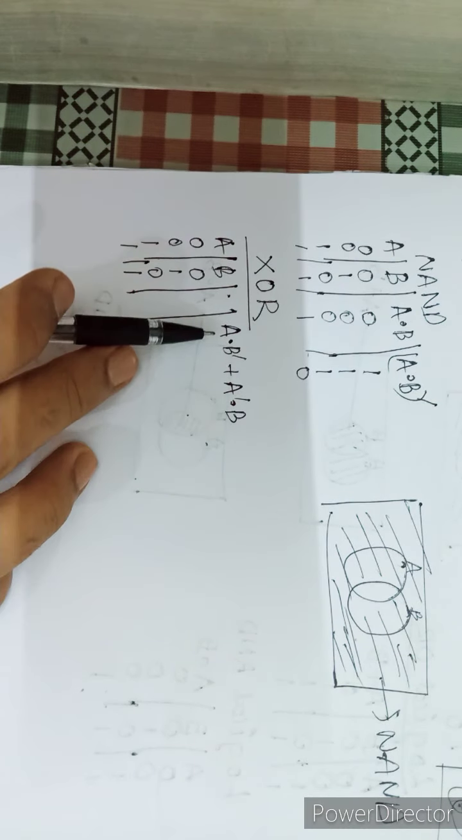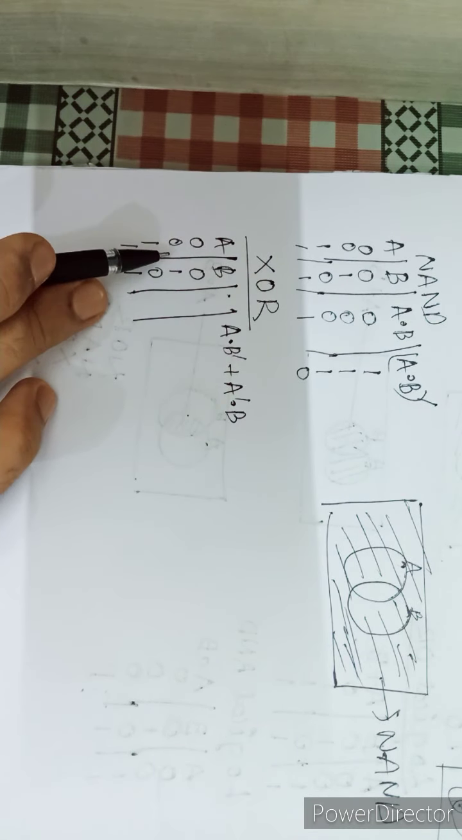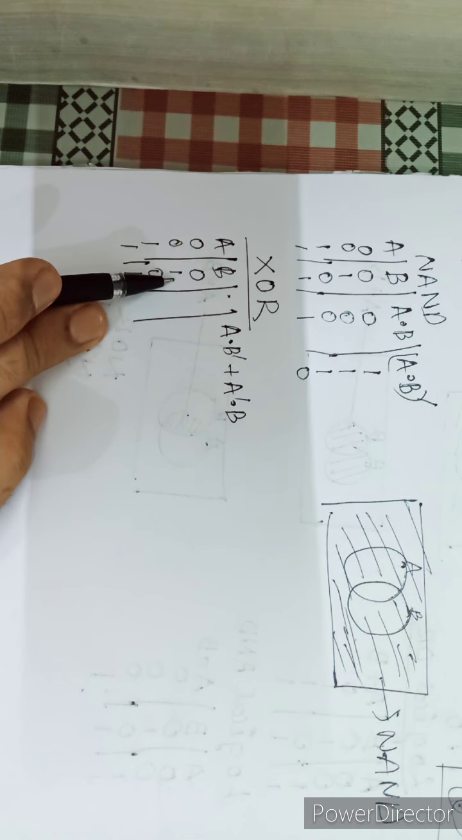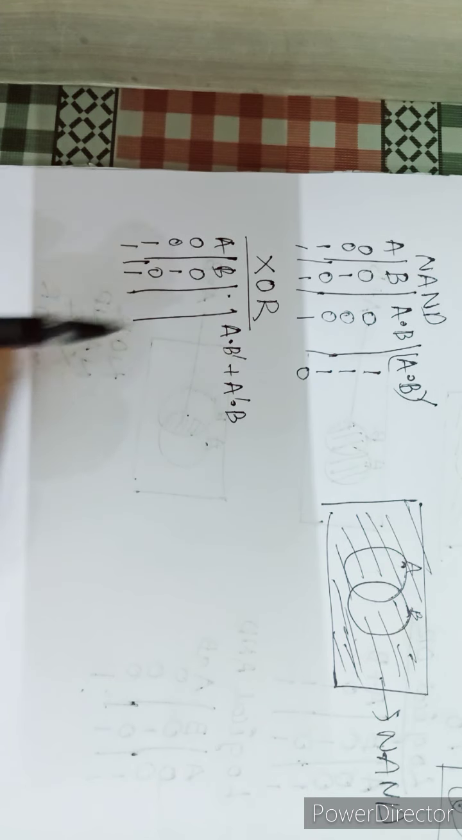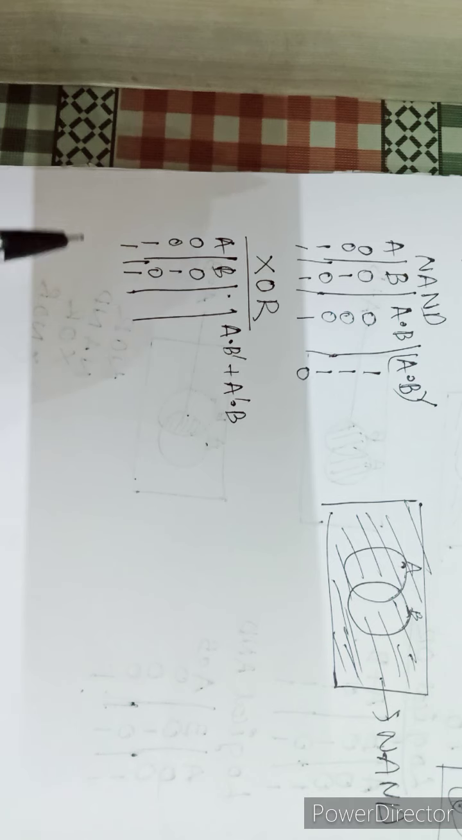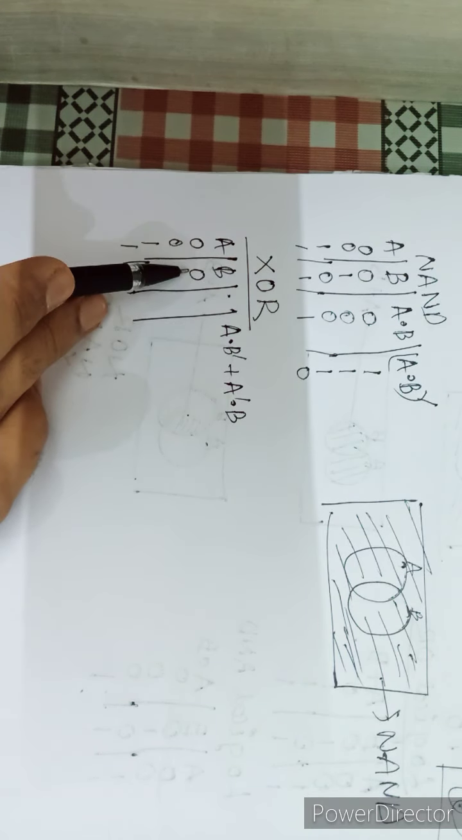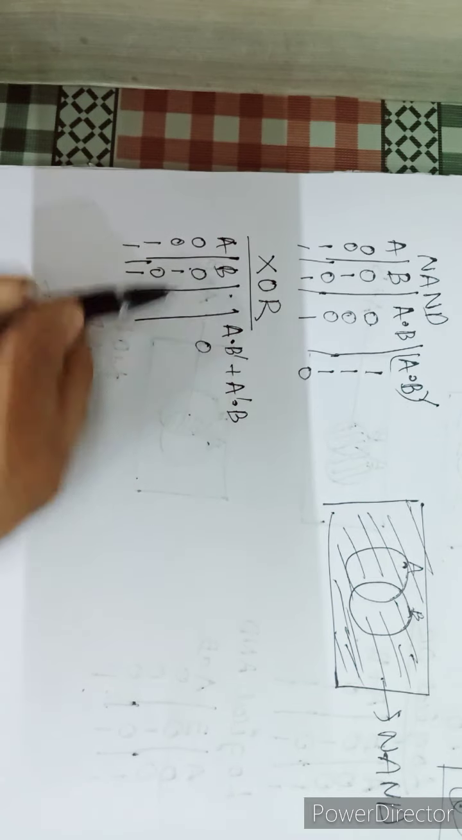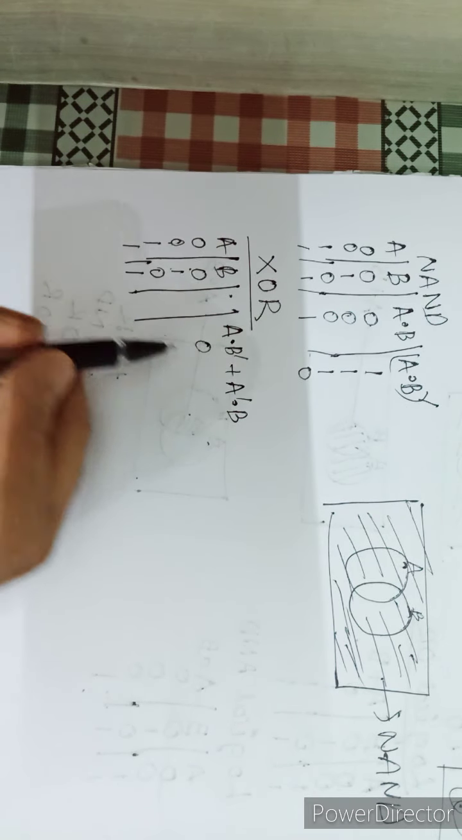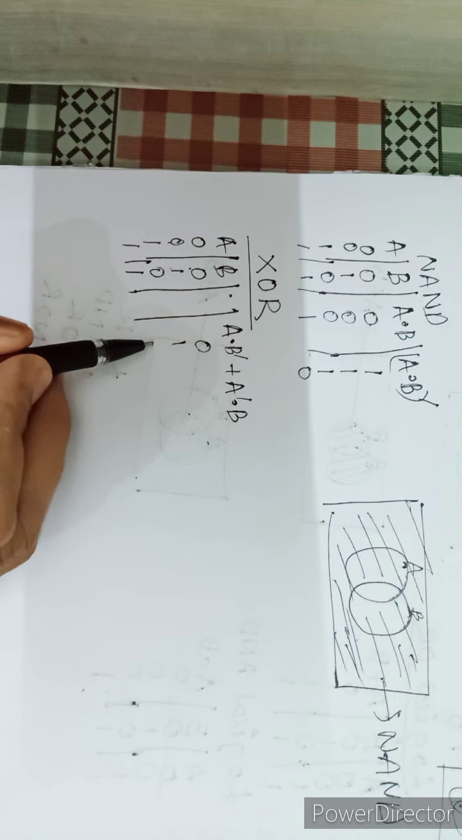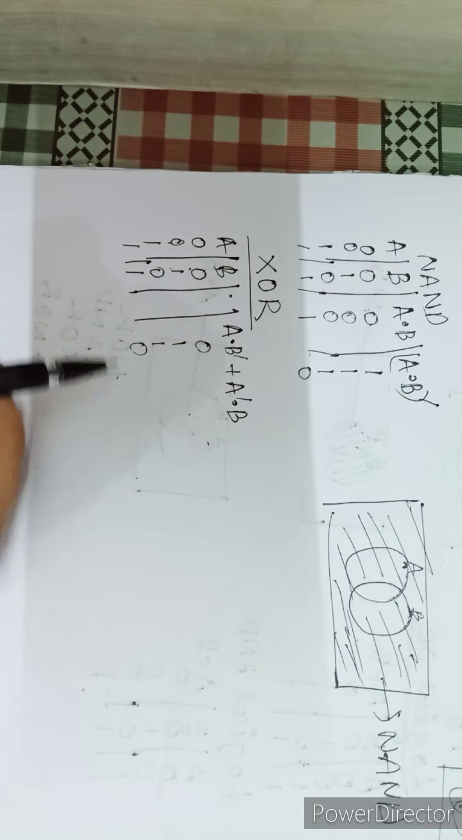So this XOR will give 1 when either an odd number of zeros or an odd number of ones are there. So remember that whenever we get an odd number of 0s or an odd number of 1s, this XOR will give 1. So here, even numbers of 0, so it will be 0. Here odd number of 0 and odd number of 1, so we can say 1. Here odd number of 0, odd number of 1, so 1. Here even number of 1, so 0. So this is exclusive OR.